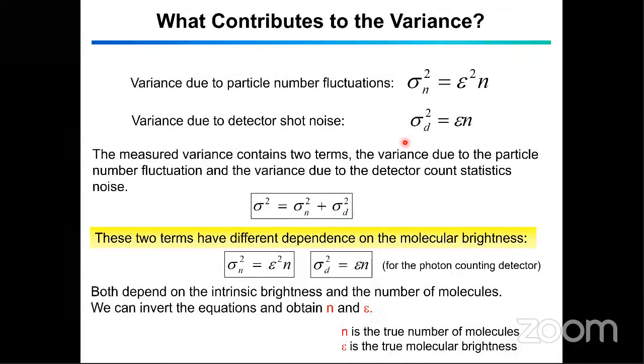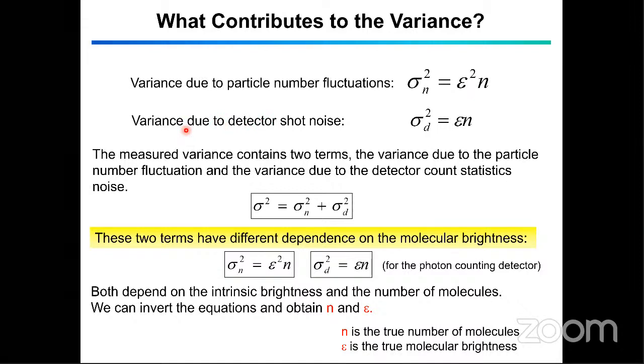Okay, so what is the variance that we see? Well, we have a variance due to the particle number fluctuations. So the particles move, and this makes the signal fluctuate. And this is equal to the brightness of the particle squared times the number of particles that we have in that observed volume. But then we also have a variance due to detector shot noise.